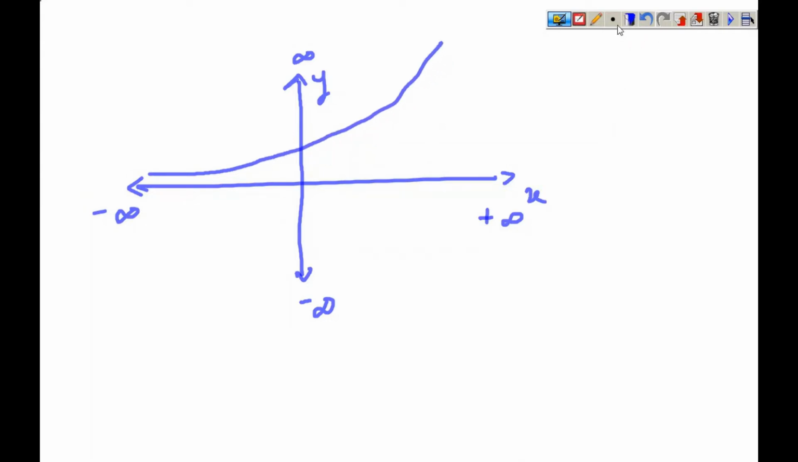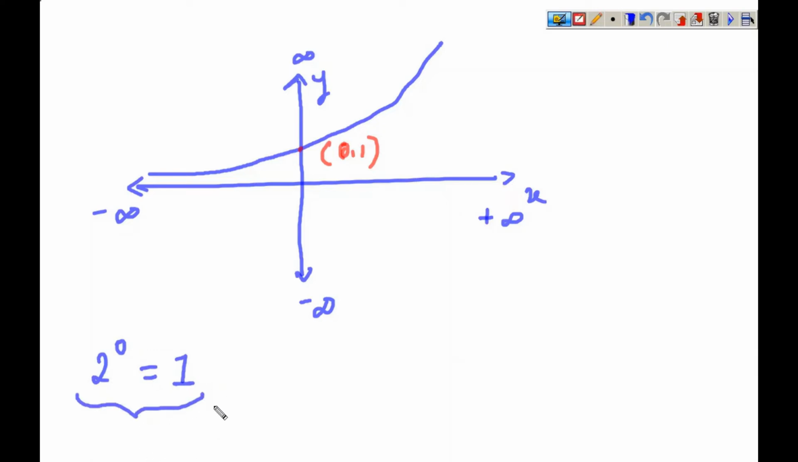And here it is touching at this point, which will always be (0, 1). So 0 is the value of x and 1 is the value of the function. It is because 2 raised to the power 0, or any number raised to the power 0, is equal to 1.